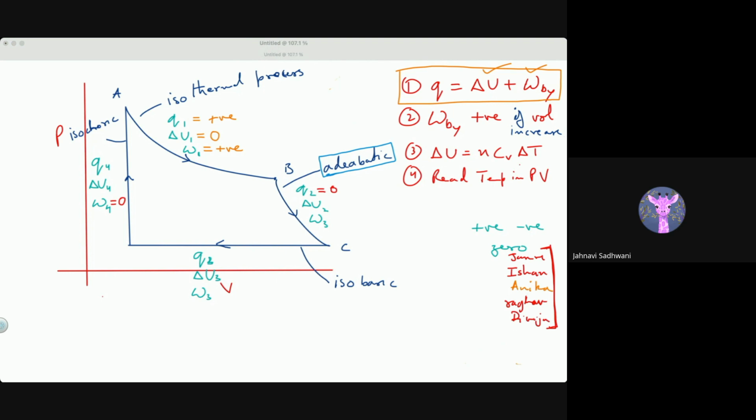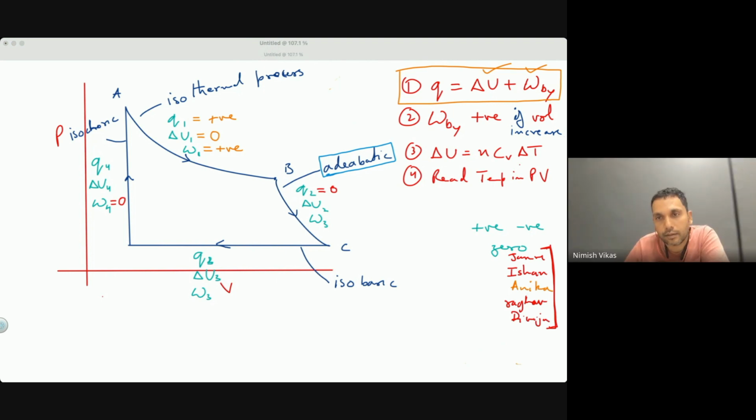There are 4 more people. Are they there or it's just logged in?